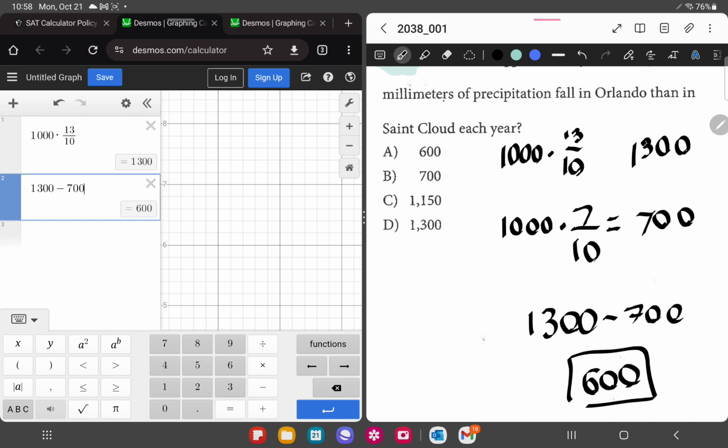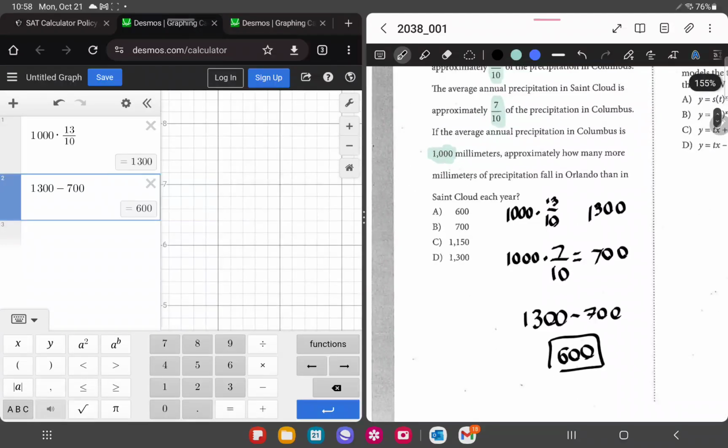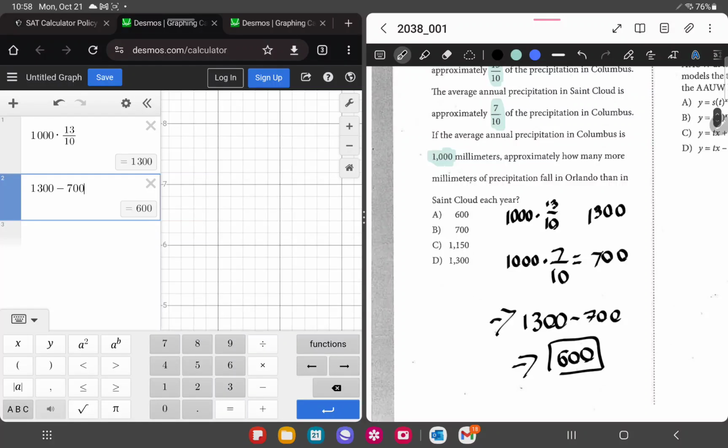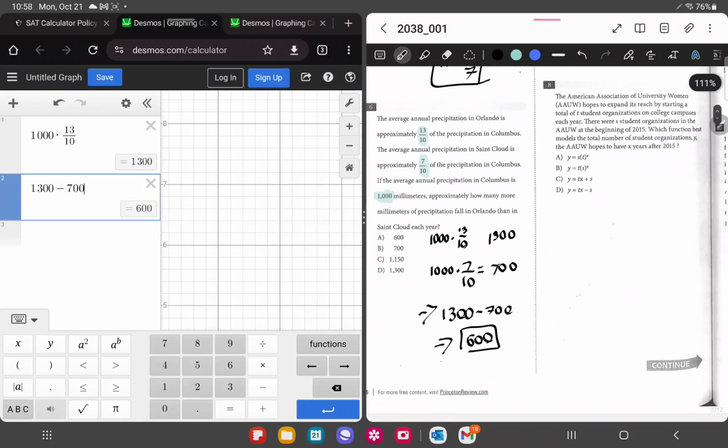So you have to multiply by 1,000 on both of your fractions. Then once you have that, you get the difference between them. That's why I subtracted over here. And once you do the subtraction, the difference is just going to be 600 for this one. Pretty straightforward.